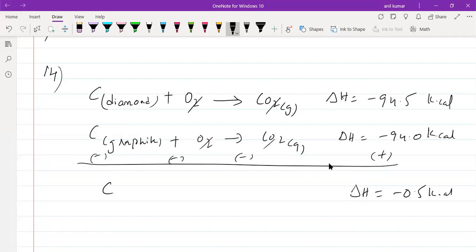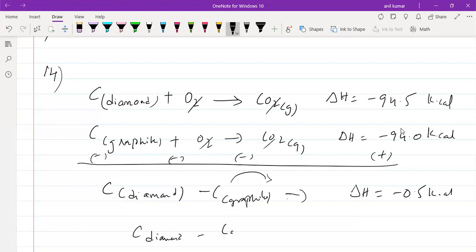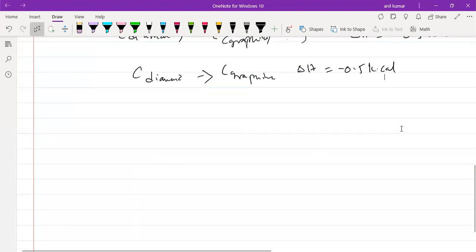So here, carbon diamond to carbon graphite. You take this to the RHS side, then you are going to get carbon diamond to carbon graphite. What is the change in enthalpy, students? Minus 0.5 kilocalories. Is it okay, students? Okay, next, question number 15.